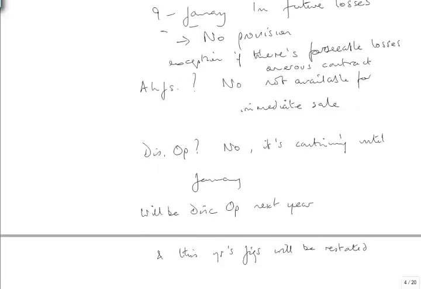Is it an asset held for sale? No, it's not, because it's not available for immediate sale. It's a price which the directors genuinely expect. It's not being actively marketed, so no, it's not an asset held for sale. Discontinued operation possibly, but no, it's not, because we're told it's going to continue until next January, so it's not even a discontinued operation under IFRS 5.